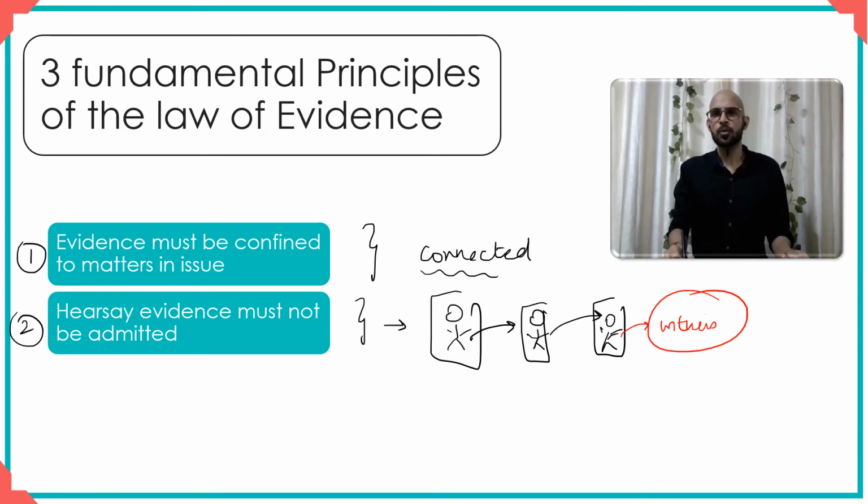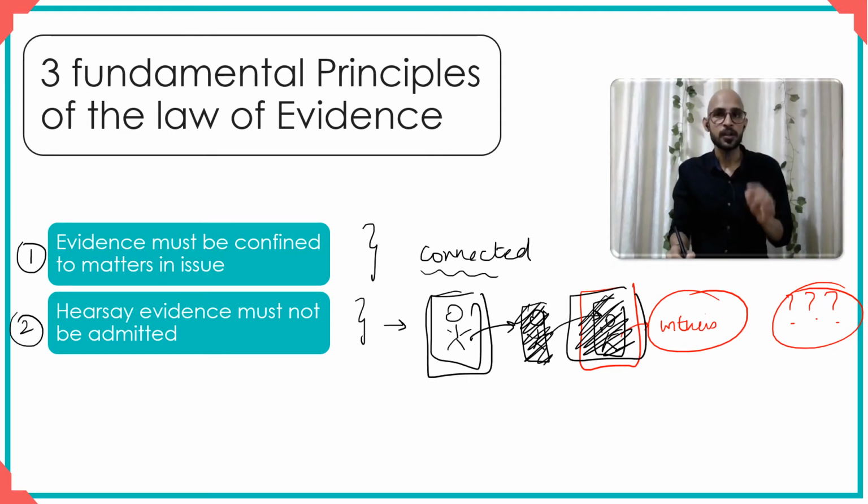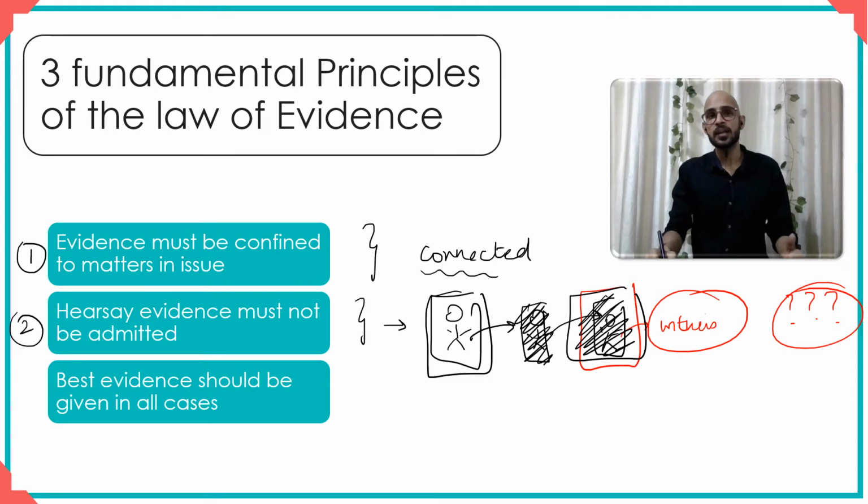Okay, so what the court says is that you're talking about a certain incident. Have you seen it? Have you heard it? Did you feel it? If the answer is yes, well, it is direct evidence. If it is not, then it is hearsay. So what the court says is that if you're talking about something, I don't want to hear it from you. I do not want to hear it from you either. We want it coming from the horse's mouth. Okay. So the other rule is that hearsay evidence is not admitted. Going ahead. The third rule is that the best evidence should be given in all cases.